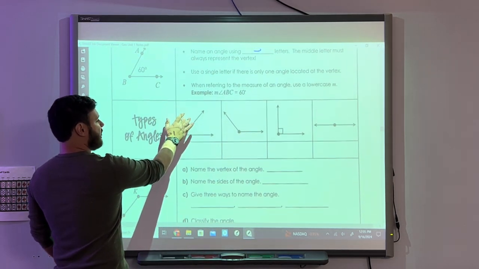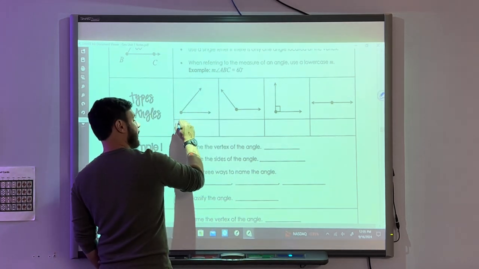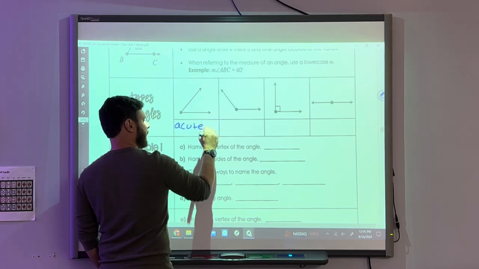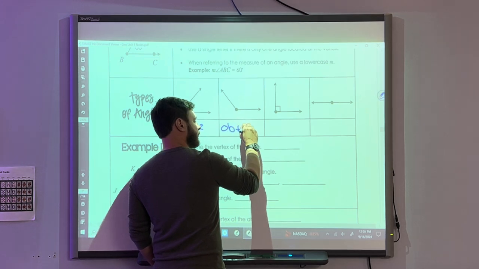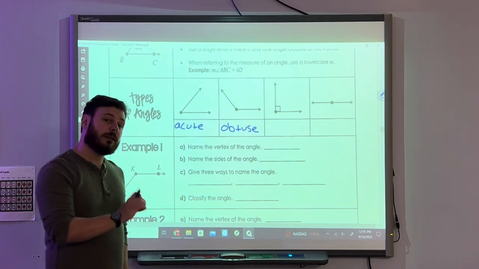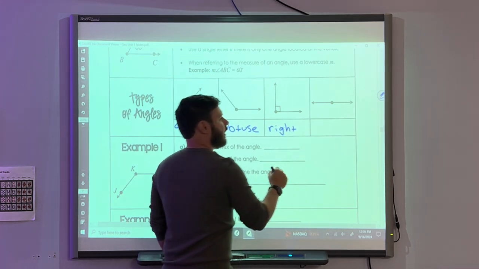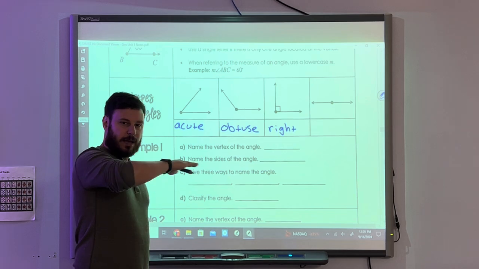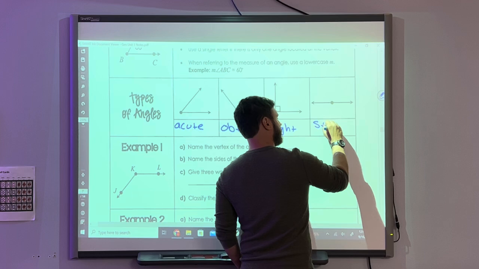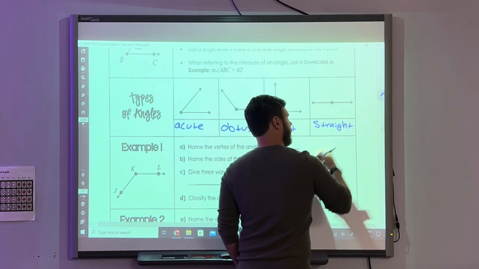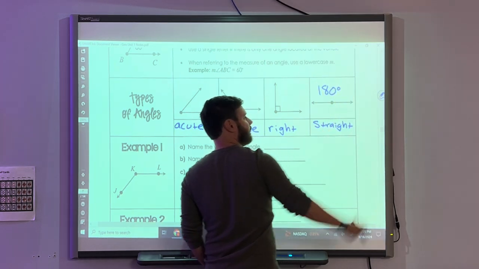So let's look at the types of angles now. The 3 basic ones: when it is less than 90 degrees, it is called an acute angle. More than 90, that's obtuse. When it's exactly 90, we call it a right angle. And this last one's a little tricky, but if it's a flat line, it's a straight line, and we call that a straight angle. The straight angle is worth exactly 180 degrees.